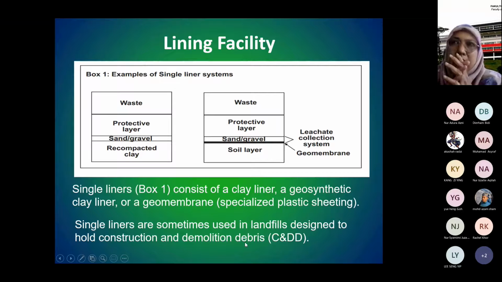So normally a single liner is suitable for less watery waste. It is not suitable for organic waste or food waste being disposed in the landfill. It is more suitable for construction waste, where there is no organic waste degradation occurring in the landfill site or in the landfill cell.